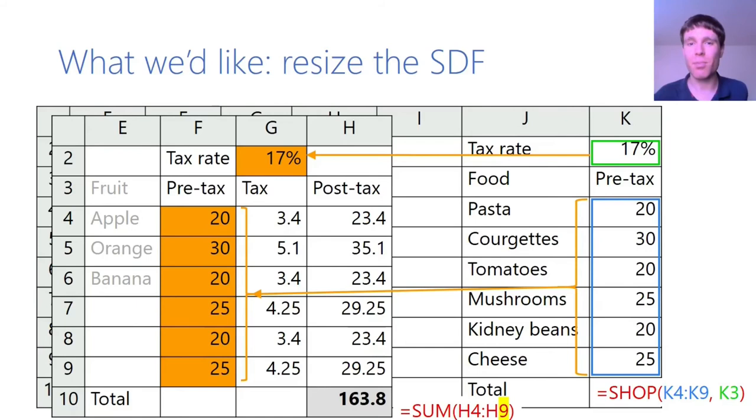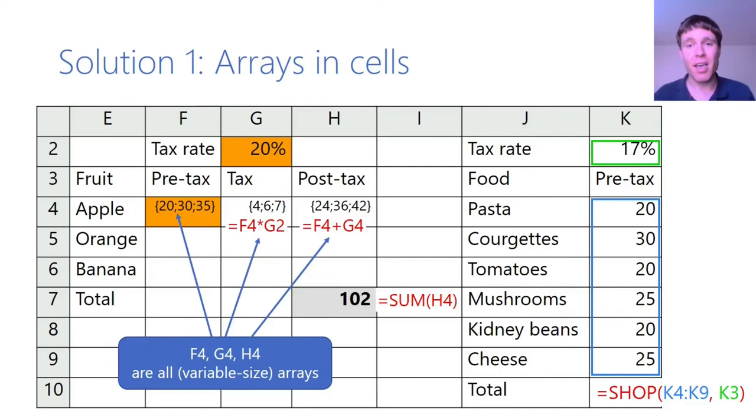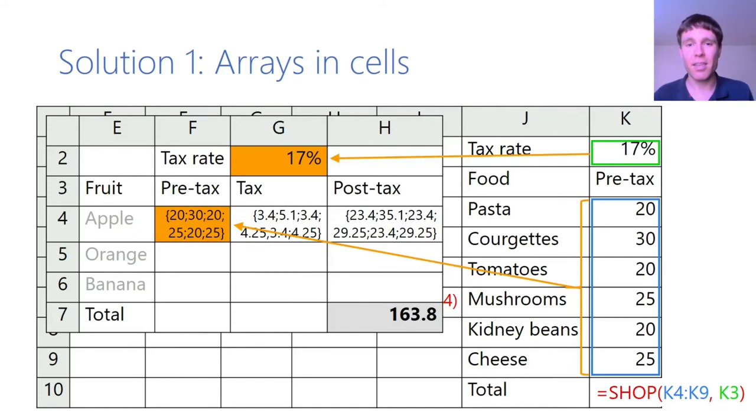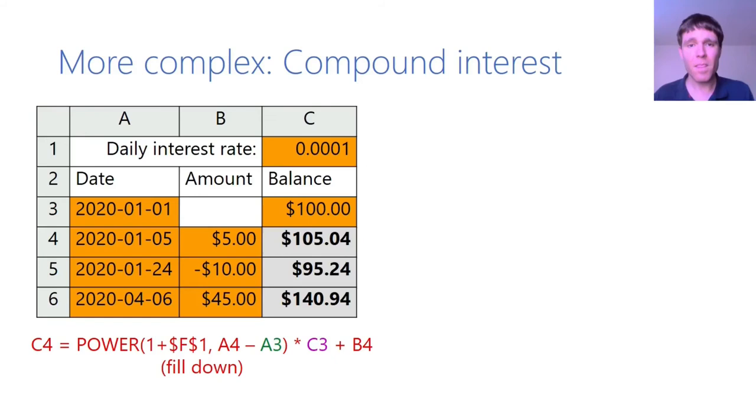One approach is to let the entire array of prices be stored in a single cell. If we apply an operator like plus to two arrays, we're implicitly adding the corresponding elements. This will work regardless of the sizes of the arrays. This is a little more for users to learn, but it's a plausible solution for shop. However, for more complex SDFs, the array programming approach becomes unmanageable.